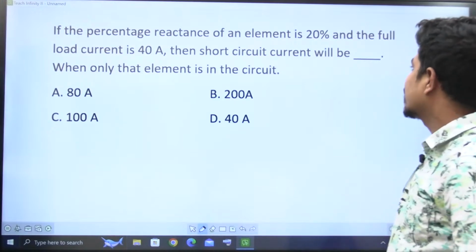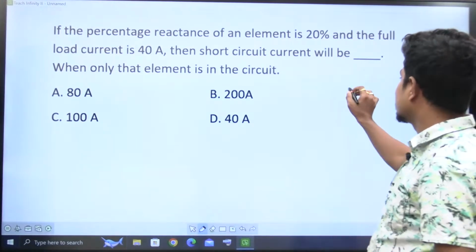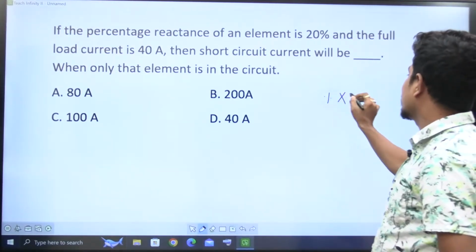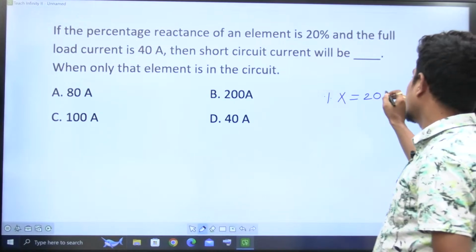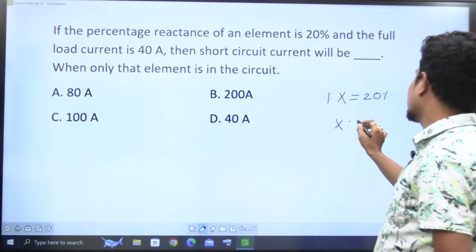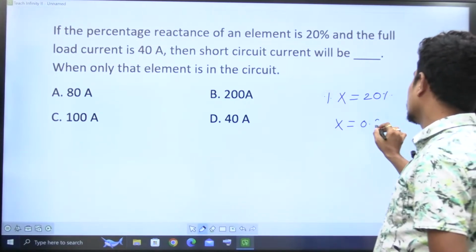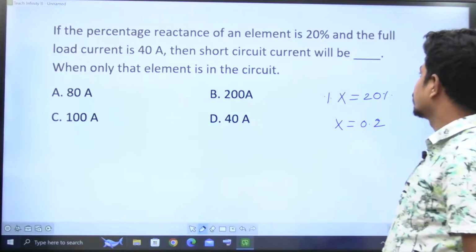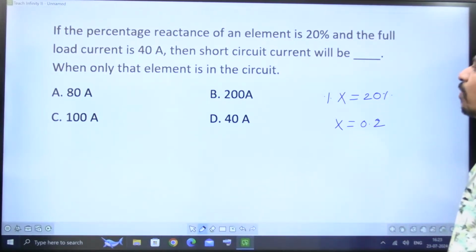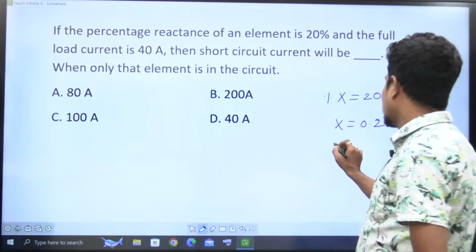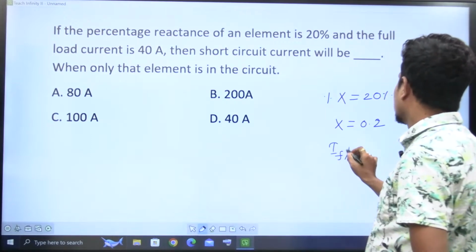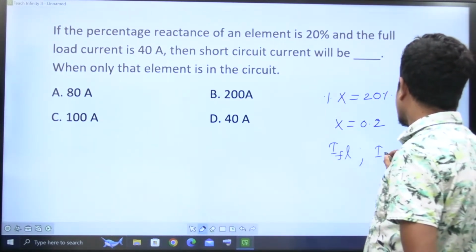If the percentage reactance of an element is 20%, meaning X percent is equal to 20%, then how much is X? X is equal to 0.2 per unit. And the full load current is 40 amperes. Then he is asking what is the short circuit current.